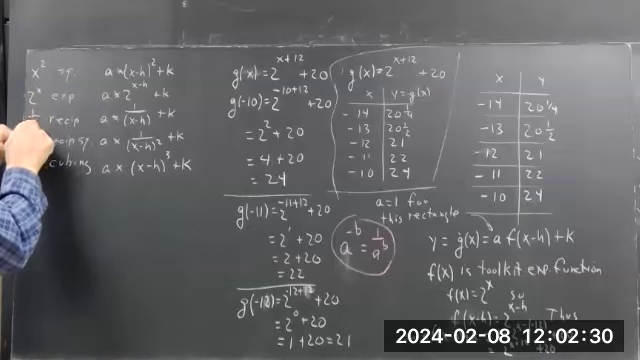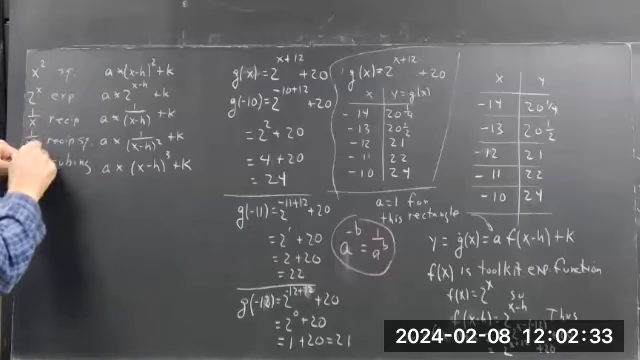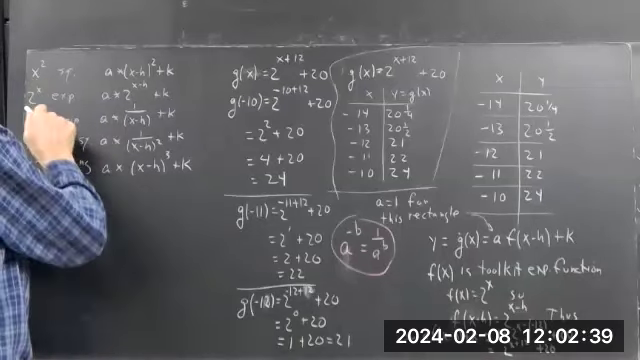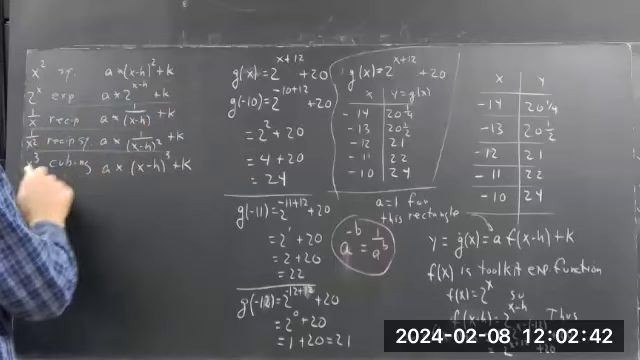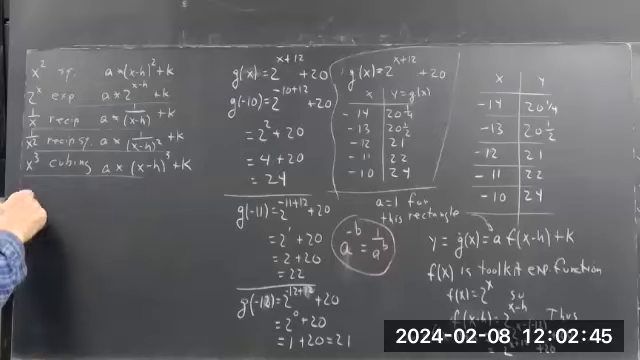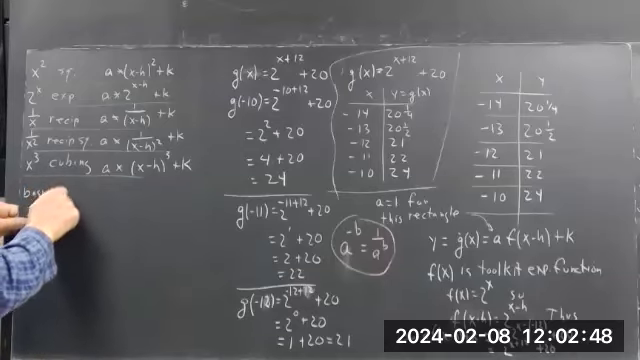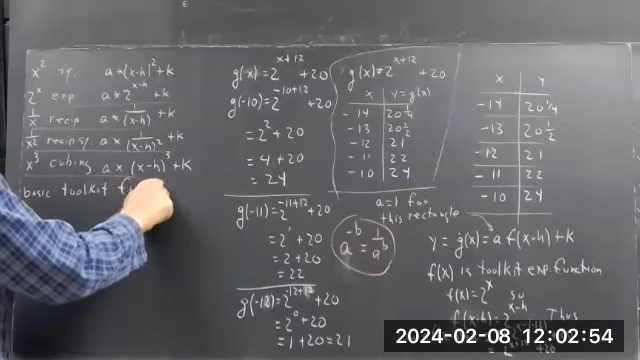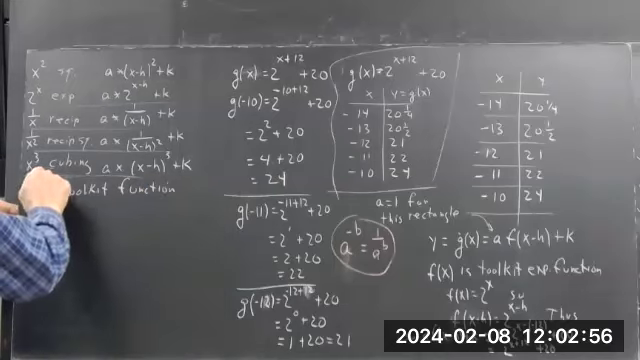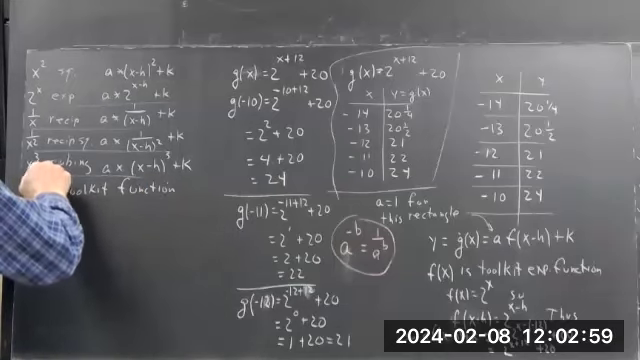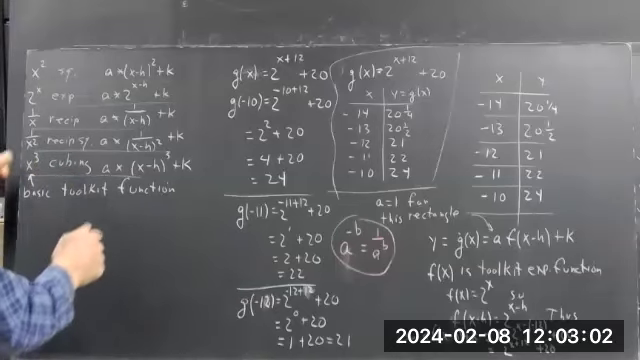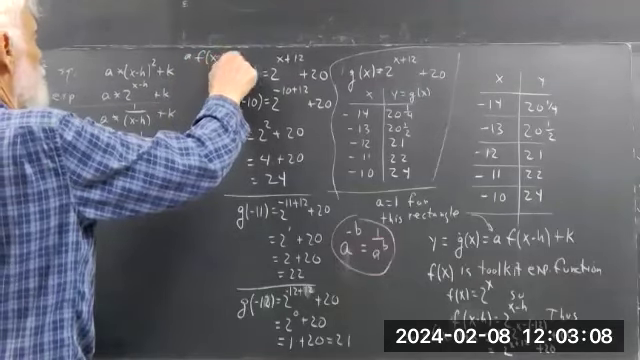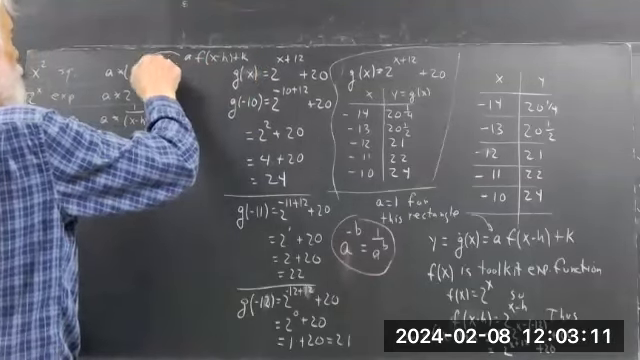This is the 1 over x function. This is the 1 over x squared function. And this is the x cubed function. The basic toolkit function goes in this column. A f(x minus h) plus k goes in this column.